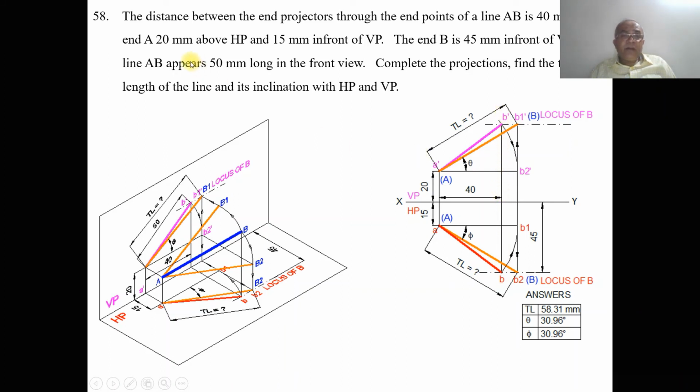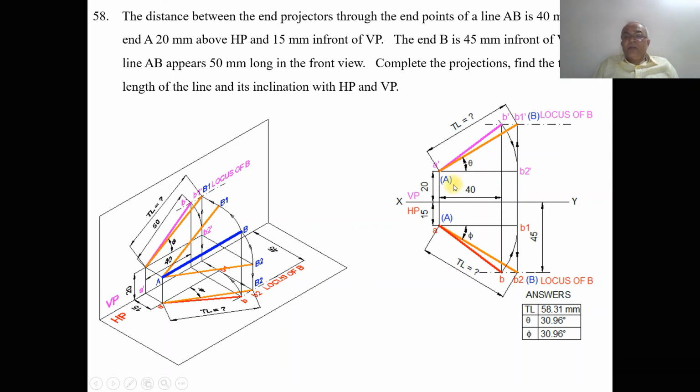But the line capital AB appears 50 mm long in the front view. So he has given the front view distance. With A dash as center, taking a radius of 50 mm, cut an arc on this. So you get this B dash. Then join A dash, B dash with a dark line. Similarly, join A and B with a dark line, because this is the top view.